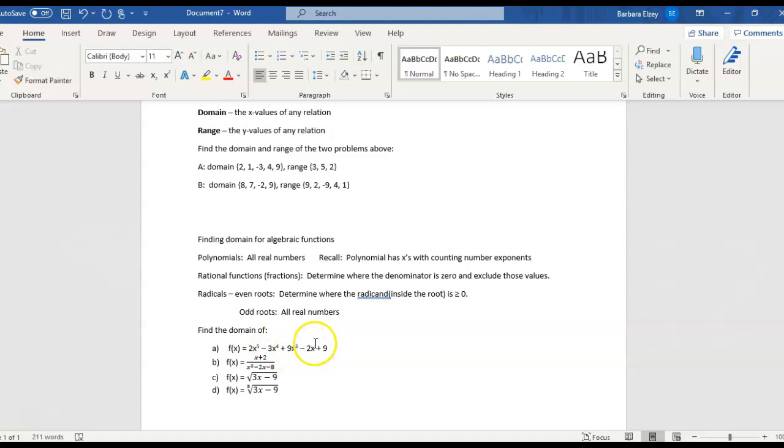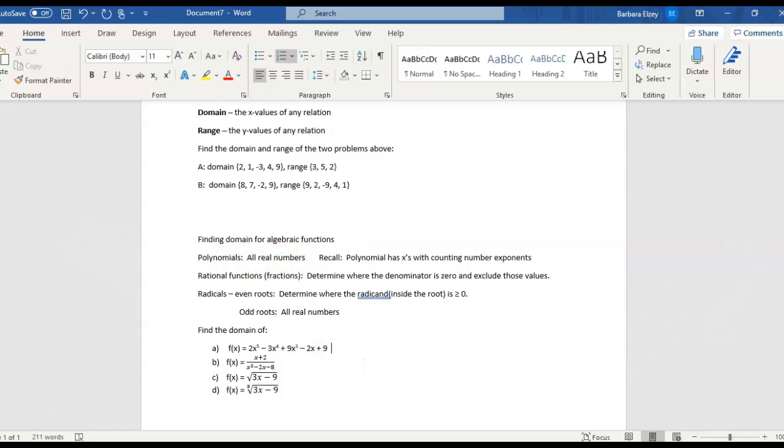Even this x right here, it's really to the first power. We just never write to the first power. Remember, if a power isn't written, we assume it's 1. So this has all counting number exponents. It's a polynomial. Its domain is all real numbers.